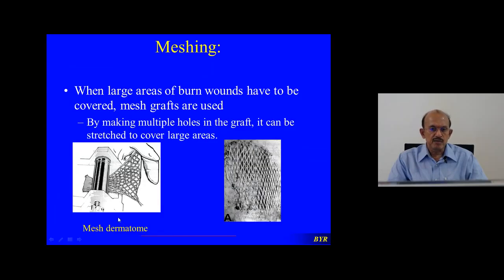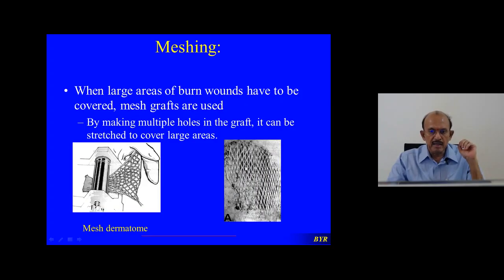So what is this mesh graft? This is a machine. This is called mesh dermatome. You pass the skin graft, the split thickness graft that you have taken, through this mesh dermatome, which will punch multiple holes. Because of the holes, it becomes like this. Now the skin can be stretched and you can place it over the large areas.